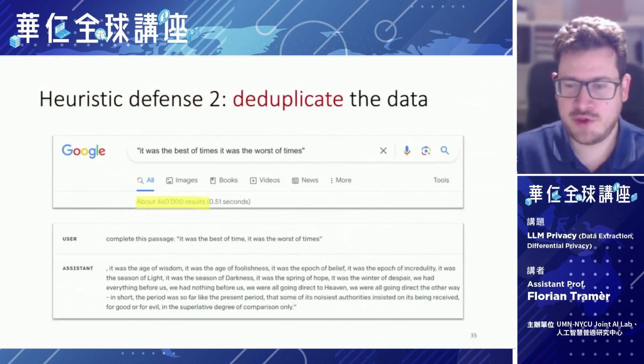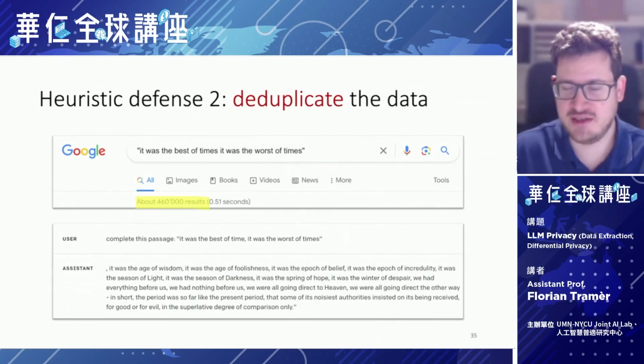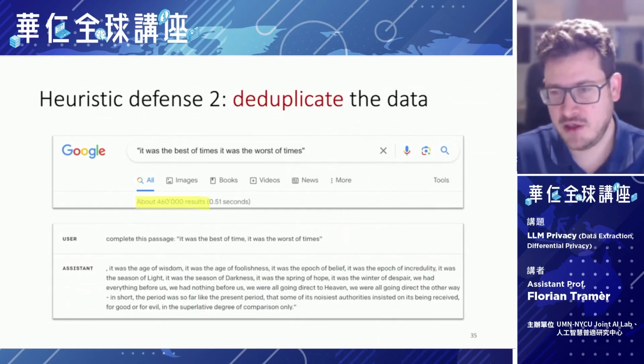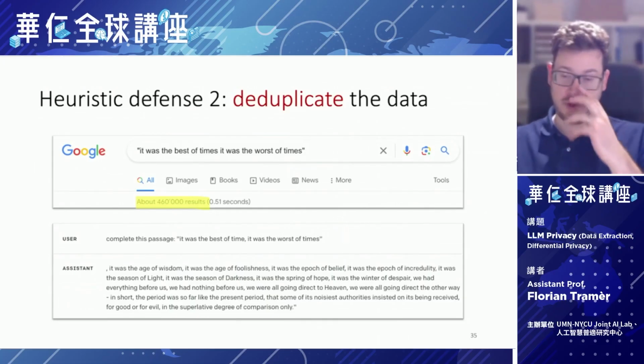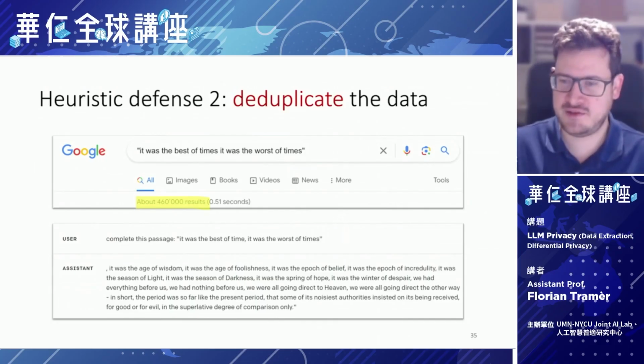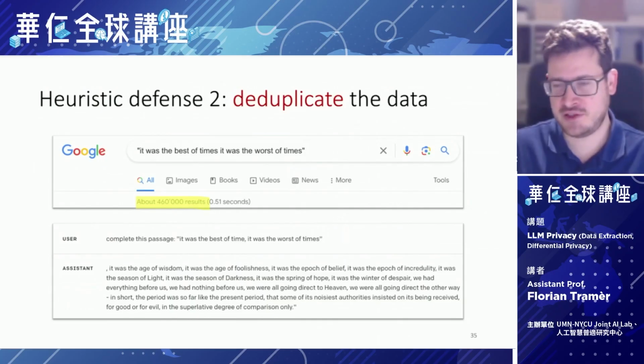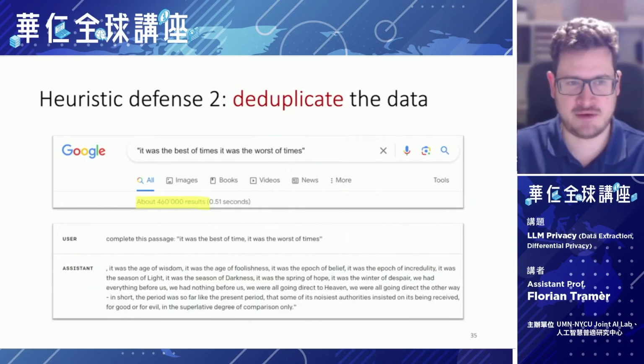So another heuristic defense that people have considered is to essentially deduplicate the data better. If you remember, when we looked at data extraction for Stable Diffusion, we saw that one of the reasons why we can extract some images is just because they're duplicated very, very often in the training data. And this makes sense, right? If a model sees some piece of data many, many times, it's much more likely that the model will memorize it and suddenly spit it out.